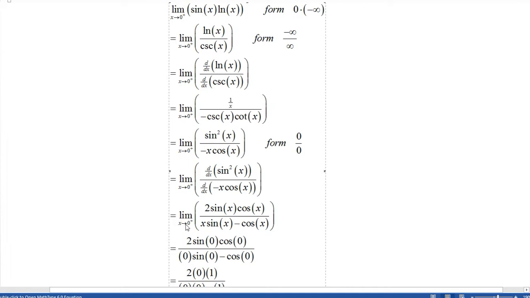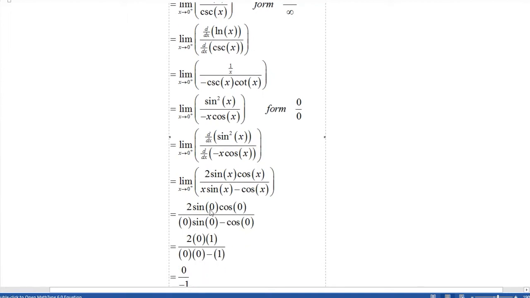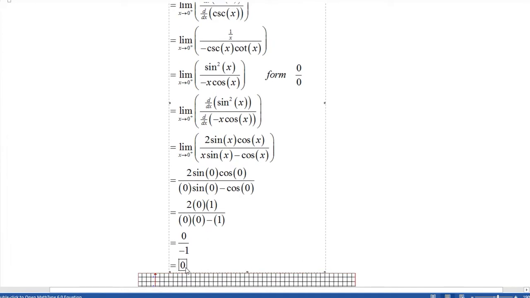Now, I believe this is actually continuous at x equals 0. Look what happens if we just plug in 0 everywhere. Sine of 0 is 0, cosine of 0 is 1, so 2 times 0 times 1 is 0. And the denominator, sine of 0 is 0, times 0 is certainly 0. And then minus cosine of 0, but cosine of 0 is 1. So we end up with 0 over negative 1, which in fact is 0.